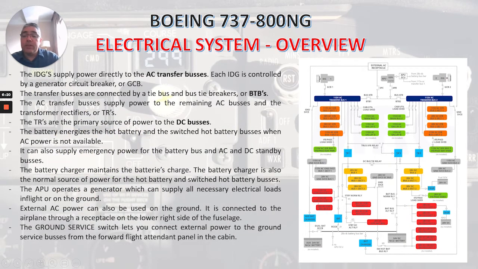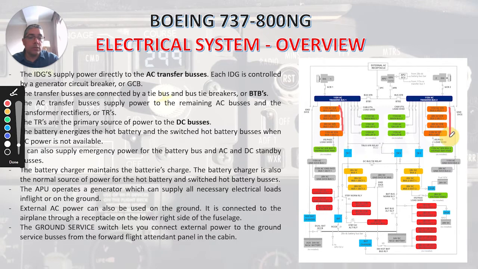The IDGs supply power directly to the AC transfer buses. And again, we can see the IDGs here, and you can see they are connected to the AC transfer buses. Each IDG is controlled by a generator circuit breaker, or GCB, which you can see here, GCB1, GCB2. The transfer buses are connected by a tie bus and bus tie breakers, or BTBs, which you can see here, BTB1, BTB2. The AC transfer buses supply power to the remaining AC buses. So you can see here, AC buses right there.